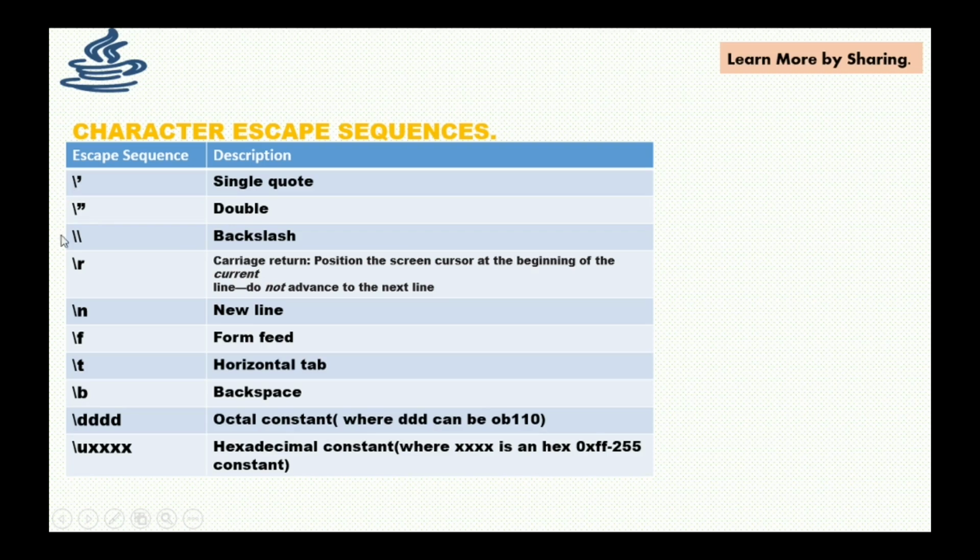escape sequence represented with a backslash r. The carriage return positions the screen cursor at the beginning of the current line and cannot advance to the next line. Then we have the new line. You can use this inside your println method to have your text moved to the next line. The form feed, that is backslash f. You also have backslash t, which is the horizontal tab.